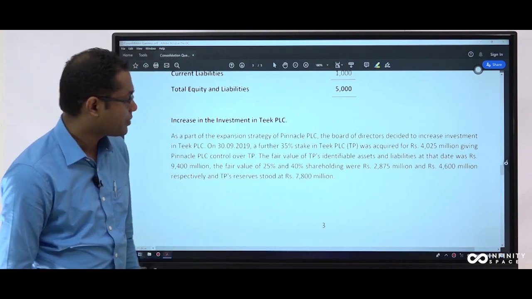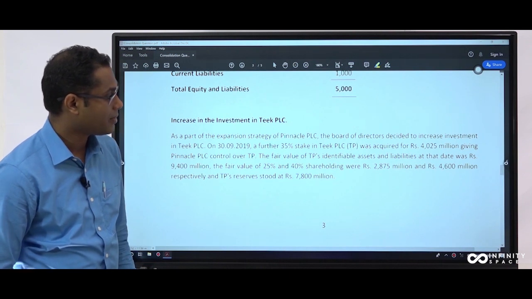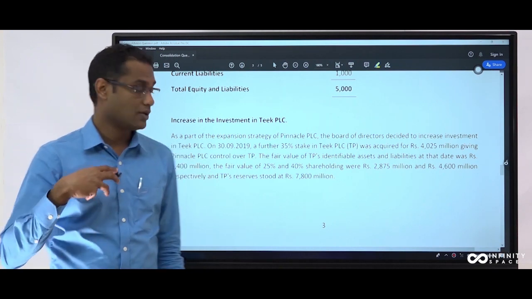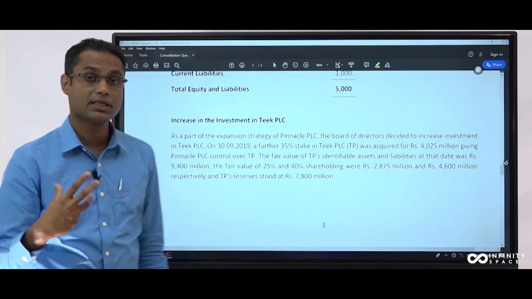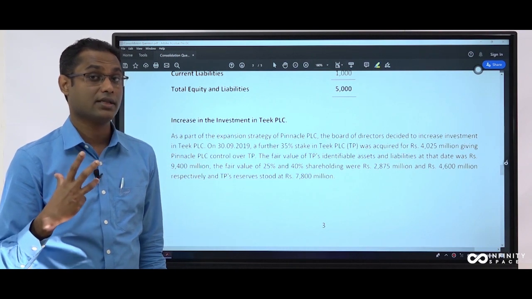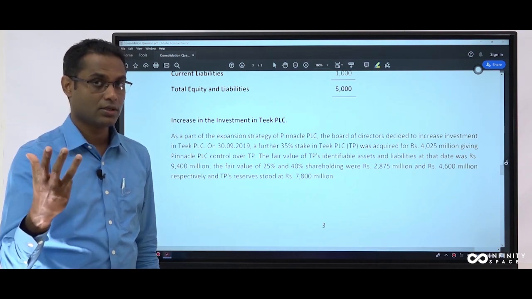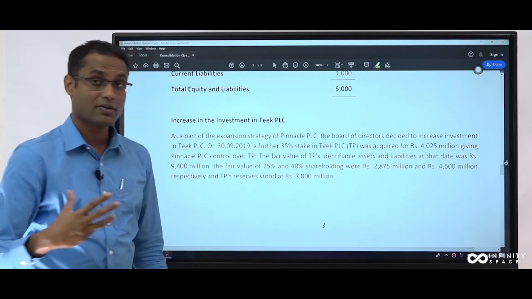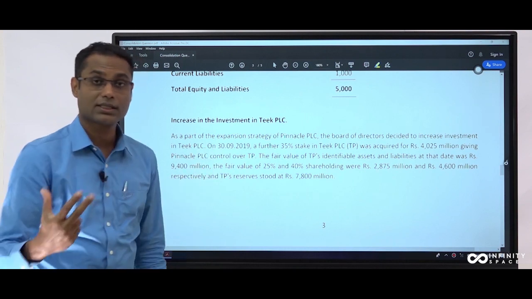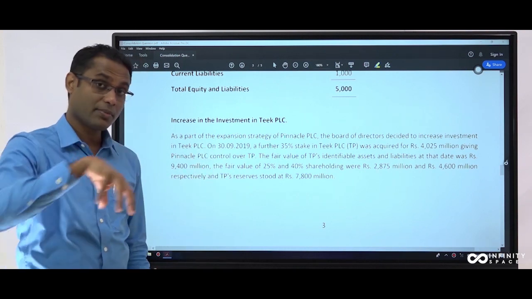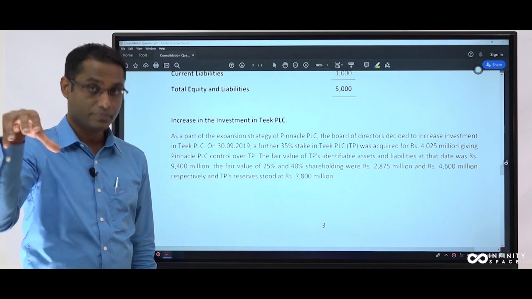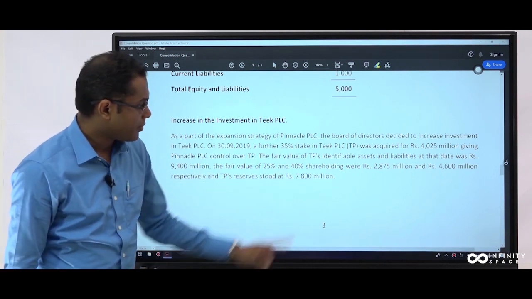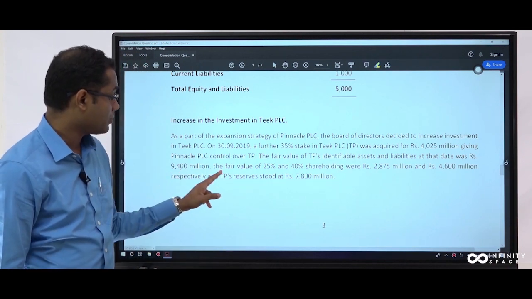Then the fair value of Teak PLC's identifiable assets and liabilities at that date was 9,400 million. Because when you acquire a subsidiary, a very important piece of information we need is the fair value of the net assets acquired. That is important for us to calculate the goodwill. So this is the opening net asset value in the consolidated balance sheet which Pinnacle prepares on 30th September 2019, including Pinnacle plus Teak PLC's assets and liabilities. So the identifiable assets and liabilities were 9,400 million.